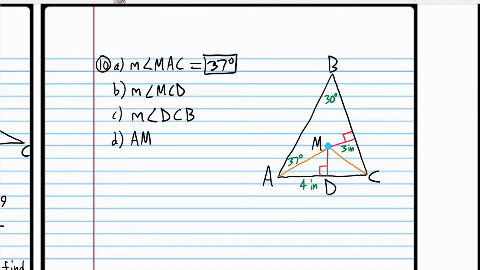Sorry, my computer's kind of, I don't know what this program is doing, but it's making my writing really sloppy.